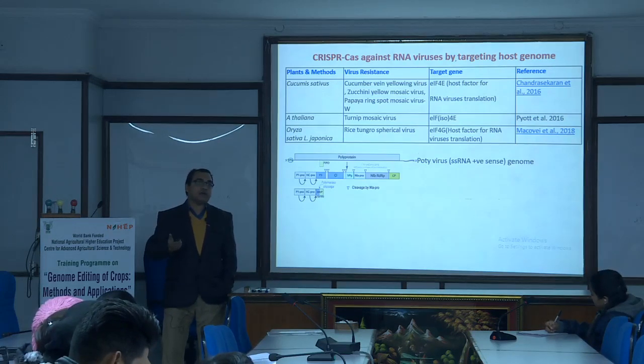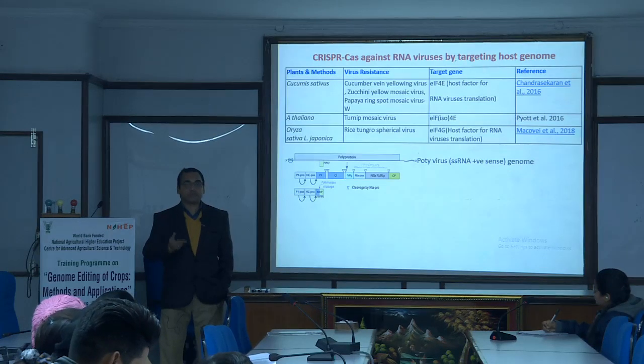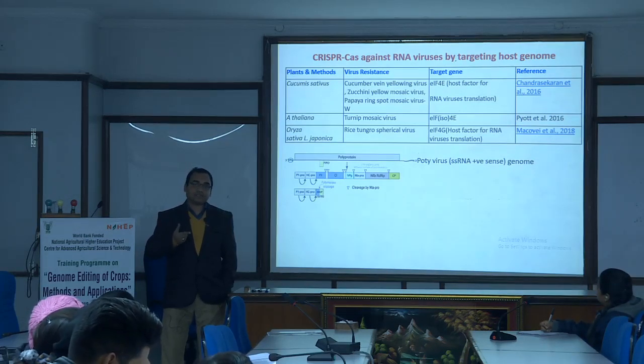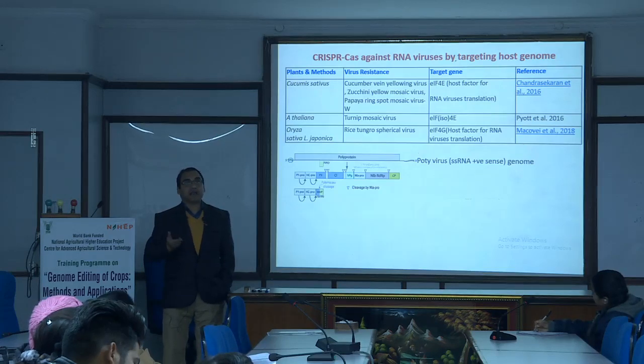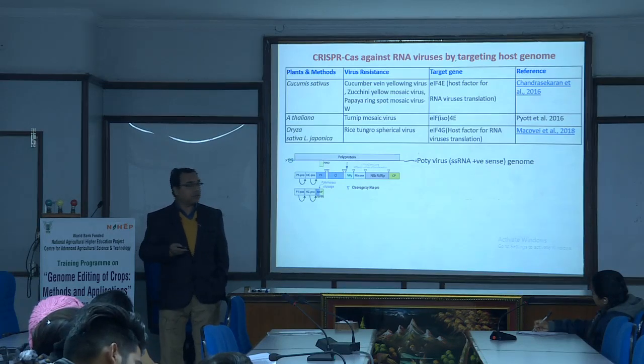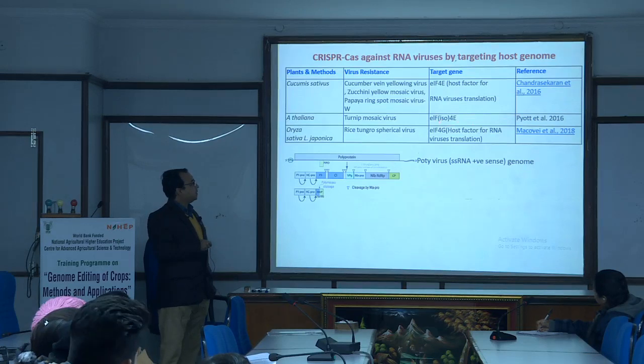When the viral genome is incorporated into the plant system, it replicates. Before replication, it needs to produce proteins. The virus does not have protein synthesis machinery; it completely depends on the host. If the viral proteins, the replicase protein, the coat protein, the movement protein, are not synthesized in the plant, then the virus cannot replicate or establish infection. This is the gene EIF4E or EIF(iso)4E.